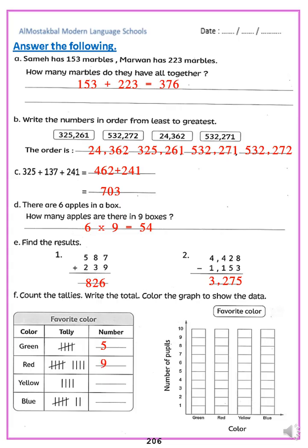Count the tallies, write the total, then color the graph to show the data, okay? First, green has 5 people and red has 9. Yellow has 4, blue has 7. Okay, 5 in green, 5 parts, 1, 2, 3, 4, 5. Okay, and 9 in red, 1, 2, 3, 4, 5, 6, 7, 8, 9. And 4 in yellow, 1, 2, 3, 4. And blue, 1, 2, 3, 4, 5, 6, 7.